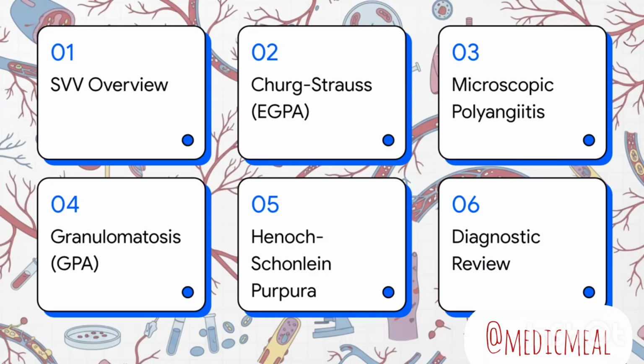We'll kick things off with a quick overview. Then we'll get into the details of four key conditions: Churg-Strauss, or EGPA, microscopic polyangiitis, granulomatosis with polyangiitis, and Henoch-Schönlein purpura. Then we'll wrap it all up with a diagnostic review to make sure all these concepts are crystal clear.